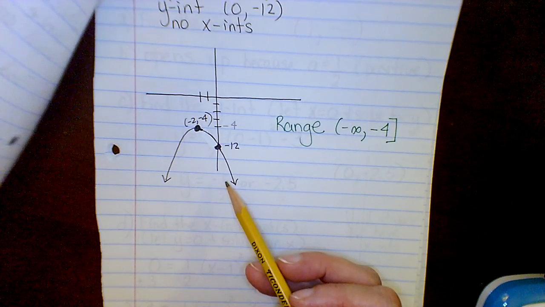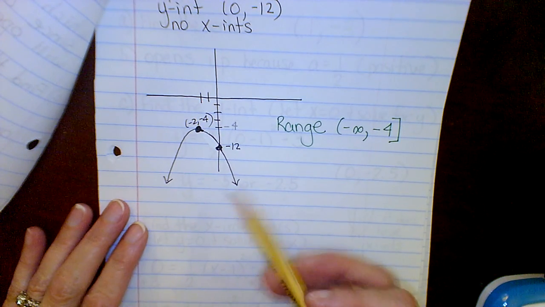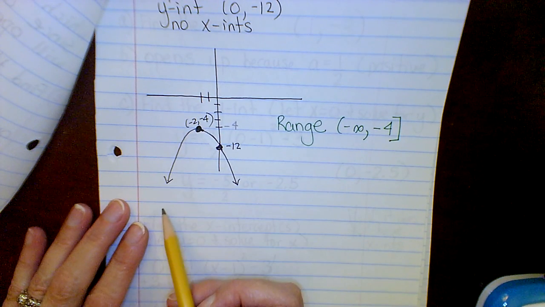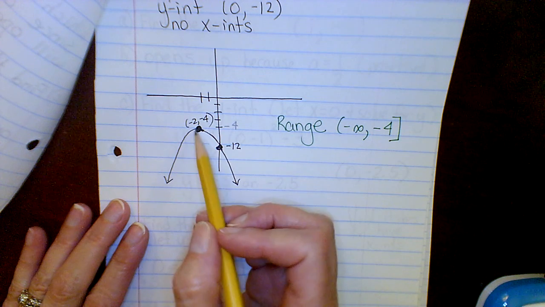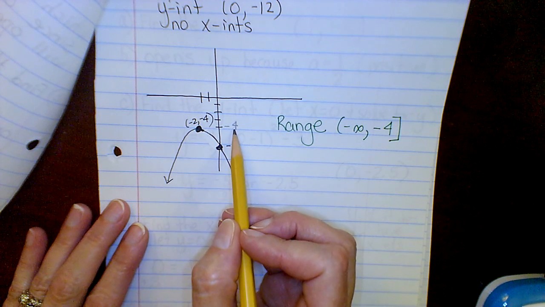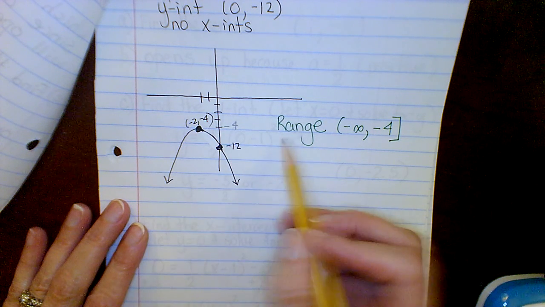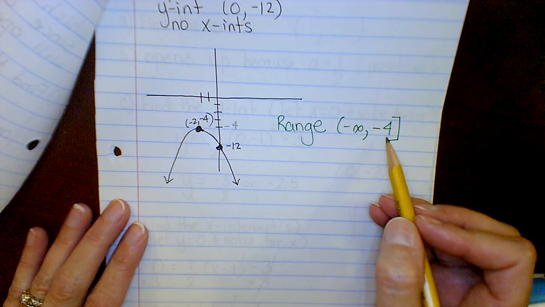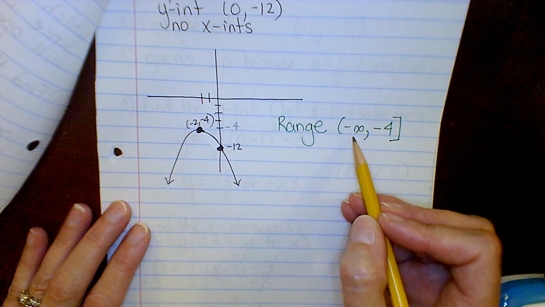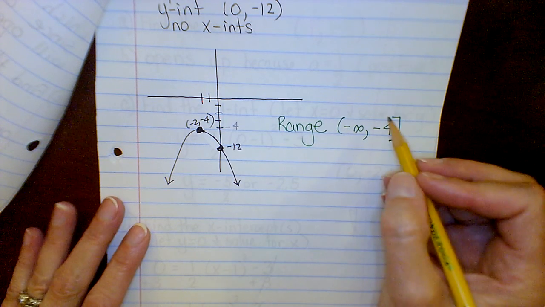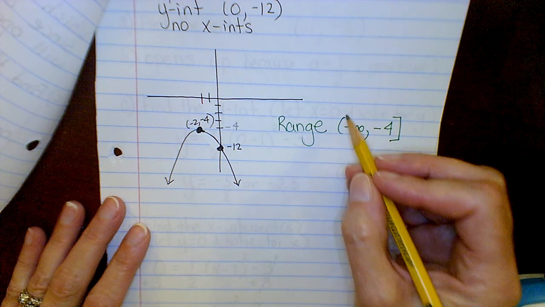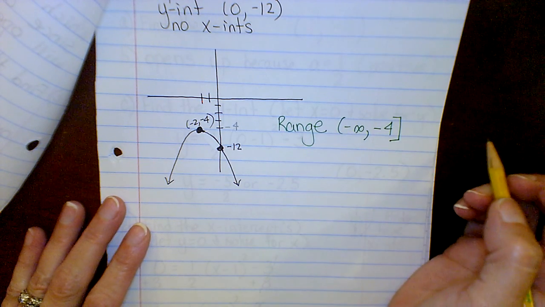So let's look at this one. The range for this one, it goes down infinitely, and the highest it goes is -4. That's the y, that's the range. So the highest point's -4, the lowest point's -infinity. Remember, the bracket means it touches that point. The parenthesis means it doesn't touch that point.